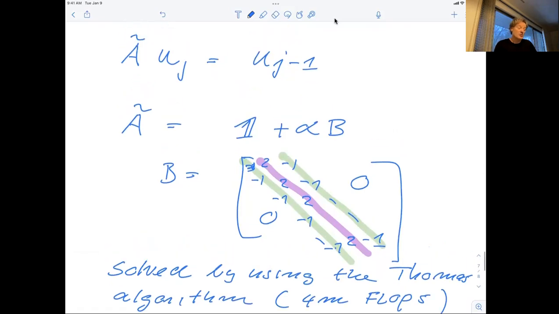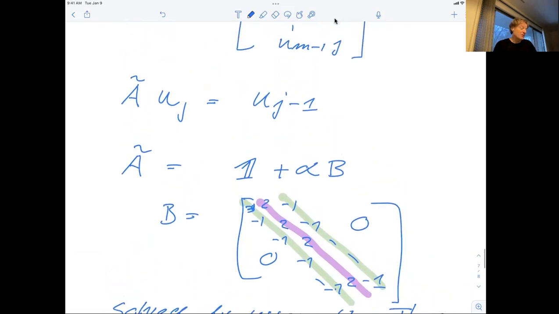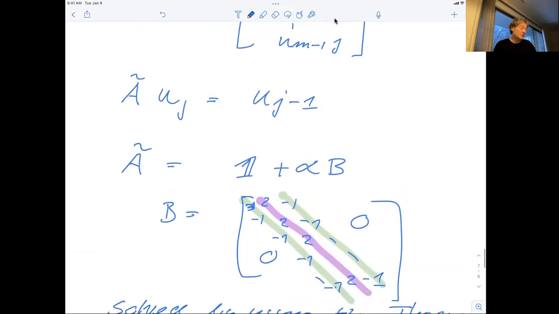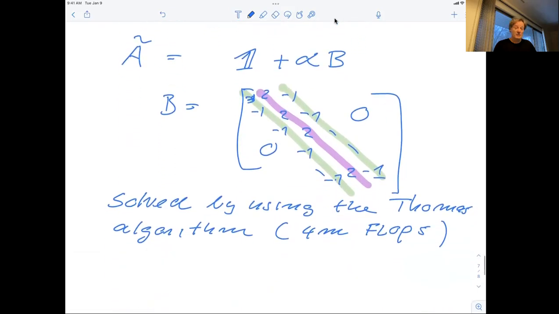So you could obviously invert a matrix, but that leads to an algorithm which would require m cubed floating point operations. And that's highly inefficient since you're doing this for every time step. So the algorithm which we have here is very easy to implement, and it's stable. It gives stable results for all delta X and delta T combinations.